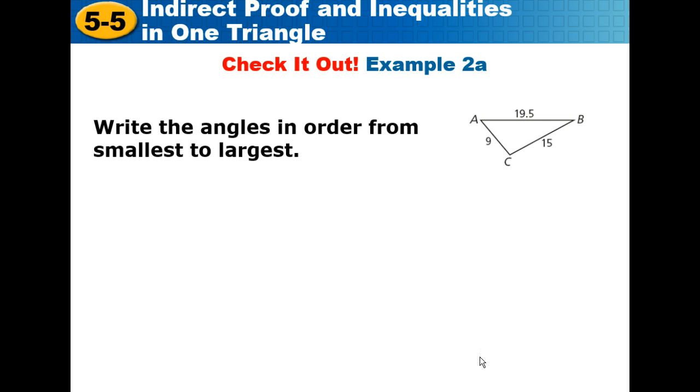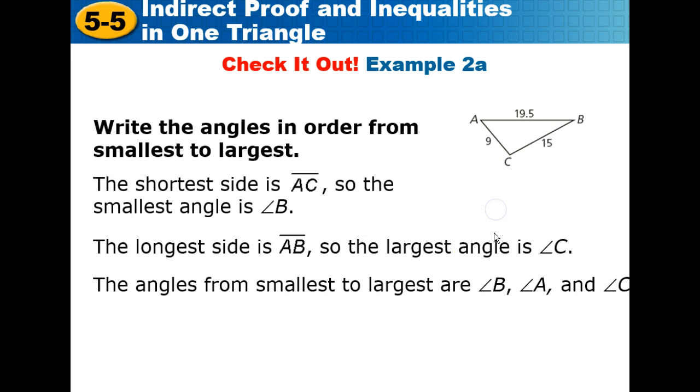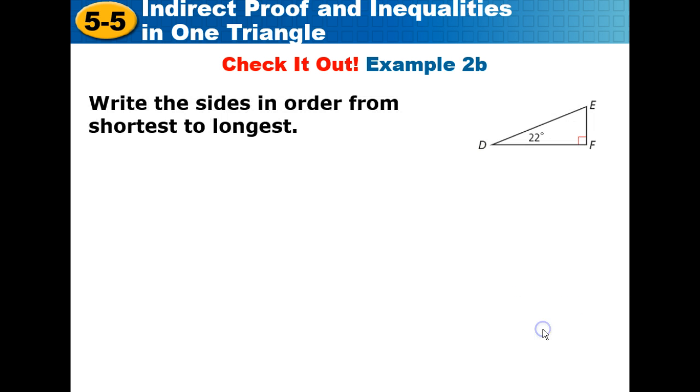Okay, same goes with this one. If I need to write these in order from smallest to greatest, or writing the angles, obviously angle B is the smallest, angle A would be second, and angle C would be third. So your answer is angle B, comma, angle A, comma, angle C.